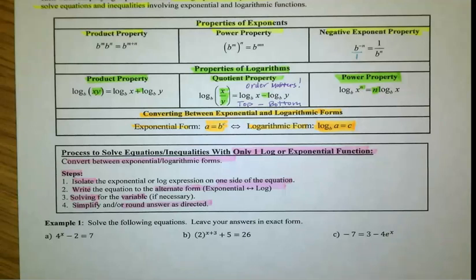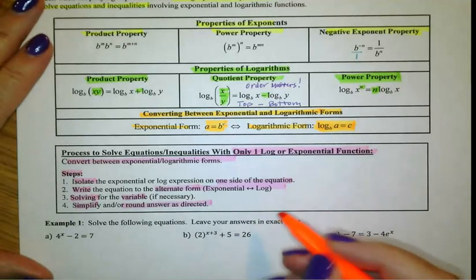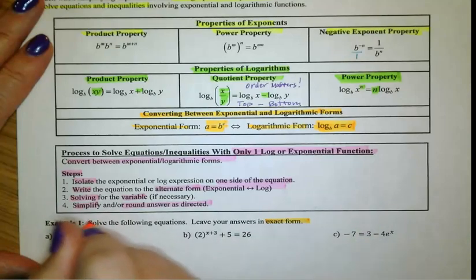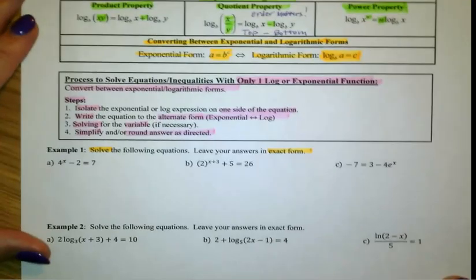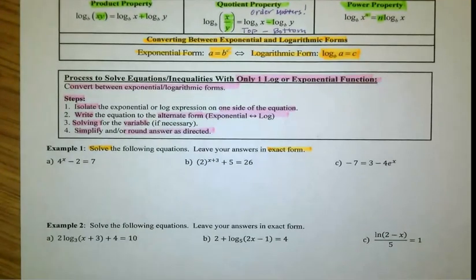So example 1, solve the following equations. Leave your answer in exact form. All right, so we're solving the equations. We're leaving our answer in exact form. That means there's not going to be a decimal equivalent. And so let's start with this first one.